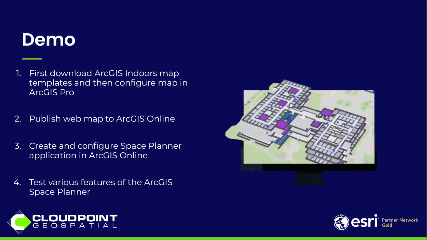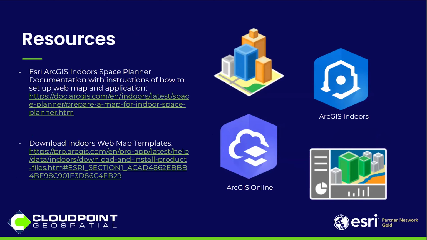So for the demo, we're first going to download the ArcGIS Indoors map templates, and then we're going to configure the map in ArcGIS Pro. And then we're going to publish the web map to AGO, and then create and configure the Space Planner in ArcGIS Online, and then we're going to look at testing various features of the Space Planner and really see all that it can do.